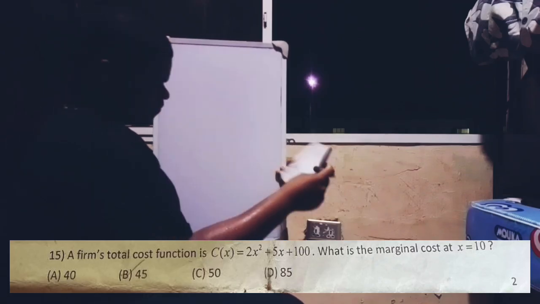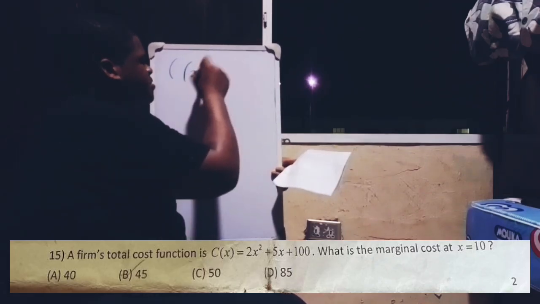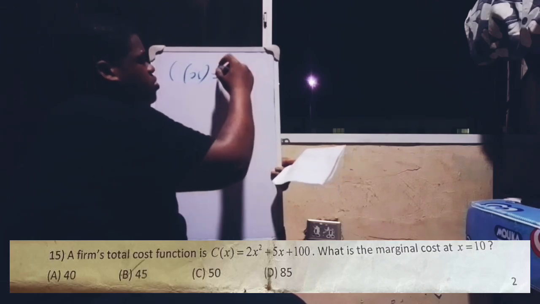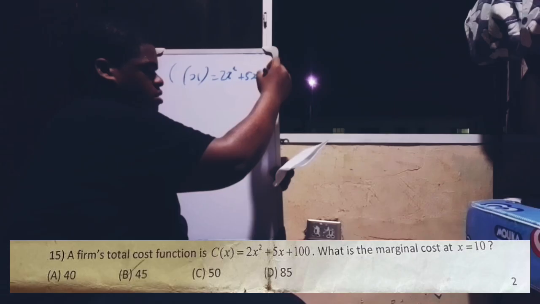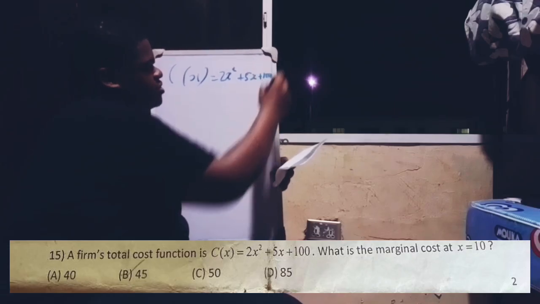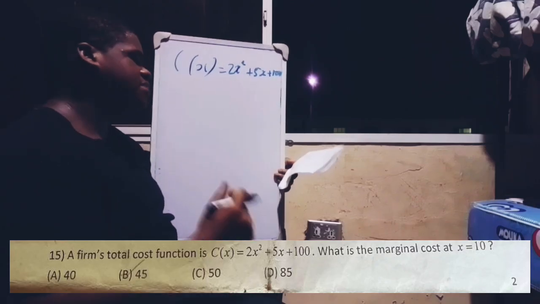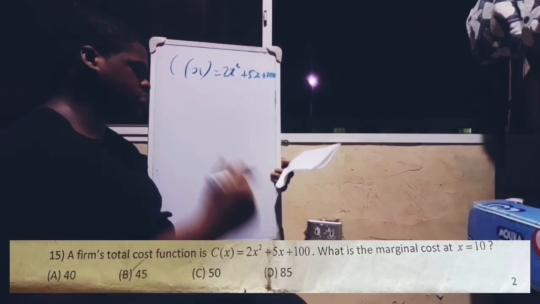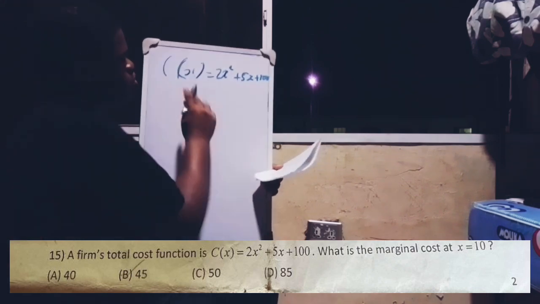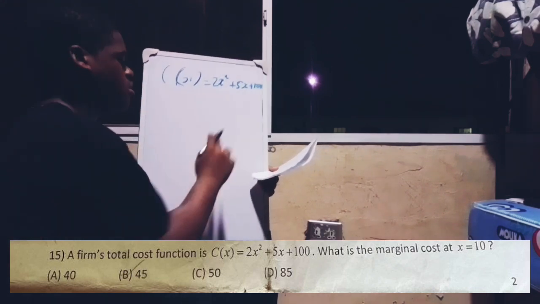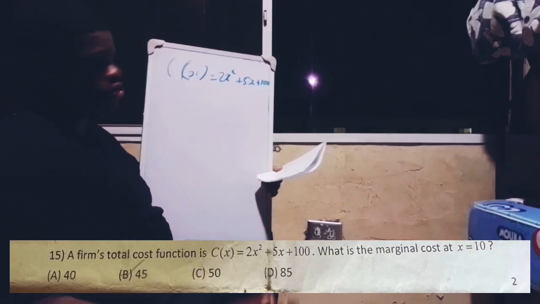A firm's total cost function is C of x is equal to 2x squared plus 5x plus 100. You have 2x squared plus 5x plus 100. What's the marginal cost at x equals 10? C of x is equal to 2x squared plus 5x plus 100. Okay, we are finding the marginal cost at x equals 10. We first of all find the marginal function.